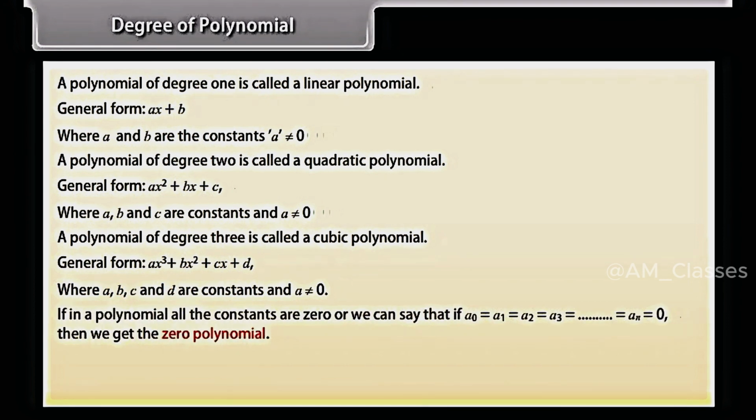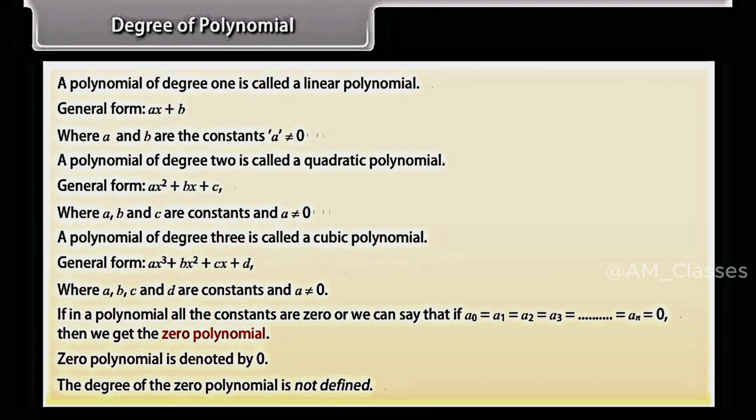If in a polynomial all the constants are 0, or we can say that if a0 is equal to a1 is equal to a2 is equal to a3 is equal to so on is equal to an is equal to 0, then we get the zero polynomial. Zero polynomial is denoted by 0. The degree of the zero polynomial is not defined.